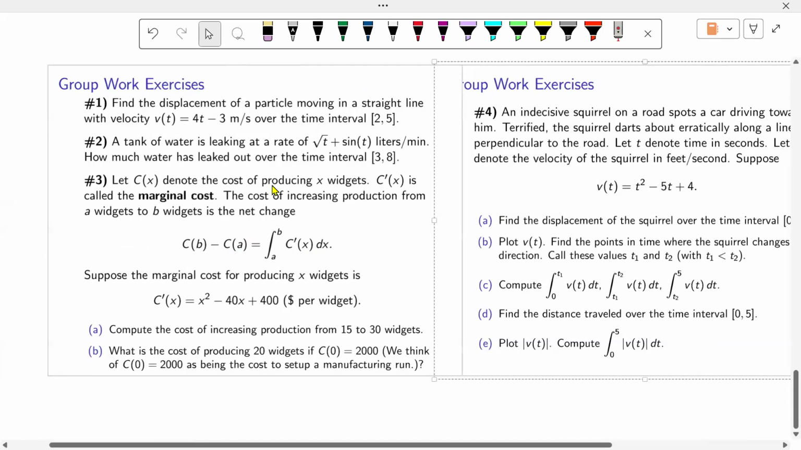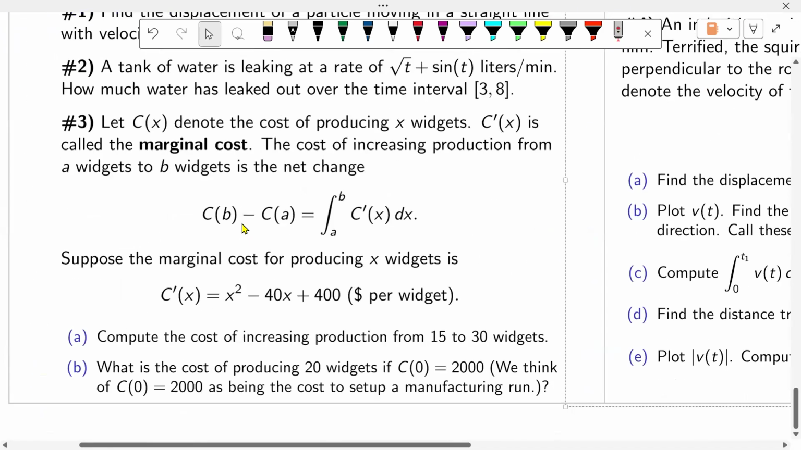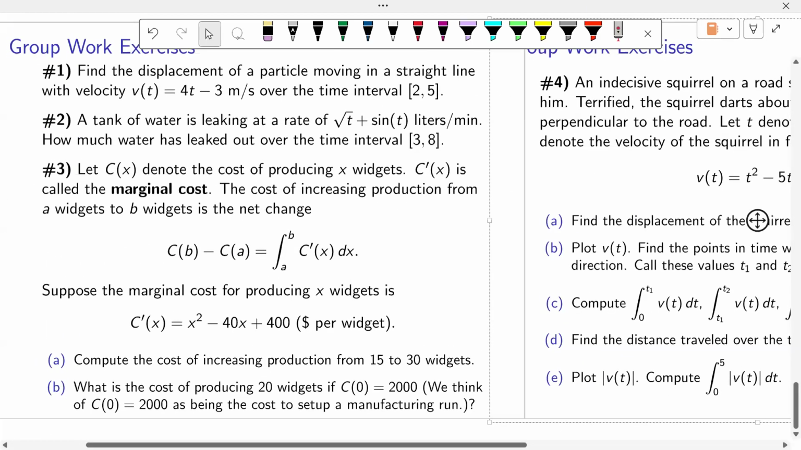Okay, so hopefully you've got something to get started with. Let's take a look at number 2, and I'll just leave you to it here. You have a tank of water. You're told the rate at which it's leaking. You're asked to find how much water has leaked between t equals 3 and t equals 8. So go ahead, try these out. Just try a bunch out, see how it goes. If you need to see number 4 eventually, I can move things around so it's easier to view. But we'll just get started doing problems. Not a lot for me to talk about right now.